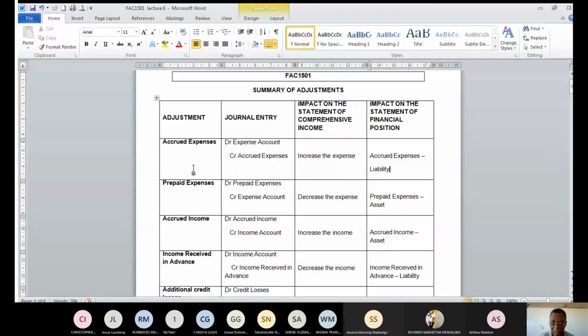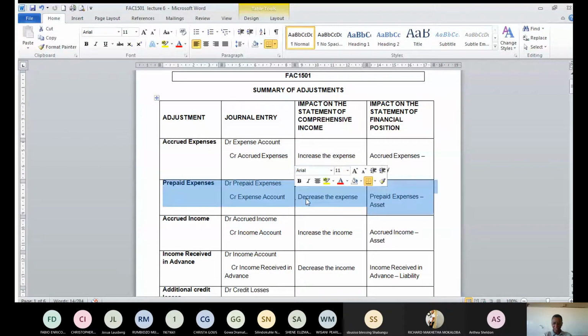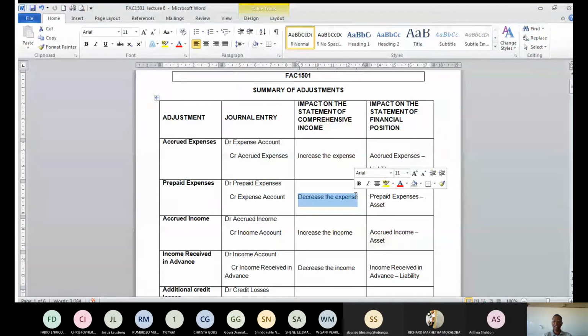Prepaid expenses is listed as an asset. So as far as your journal entry is concerned, you debit prepaid expenses and you credit the expense account. So if it was insurance that is paid in advance, debit prepaid expenses and credit your insurance account. In your statement of comprehensive income, you will have to decrease your expense because you have actually paid too much. You have paid for the next financial year. And prepaid expenses will appear under your current assets. Under your current assets, there's a line item called prepaid expenses.